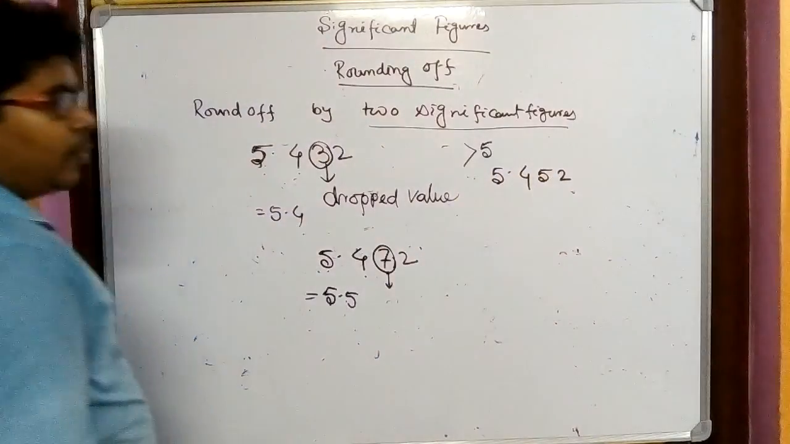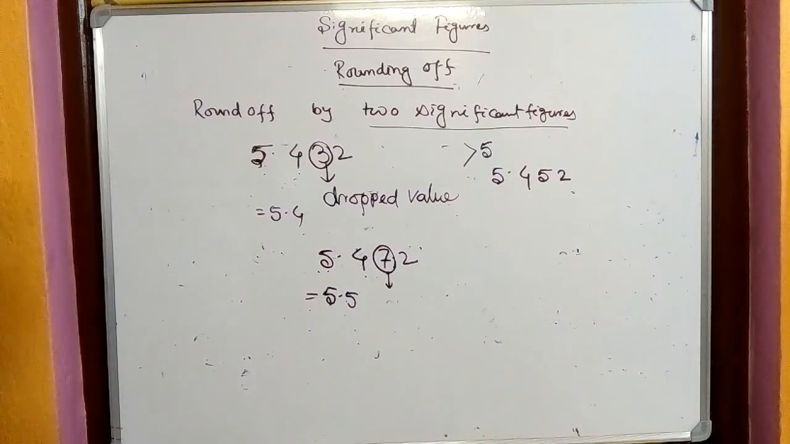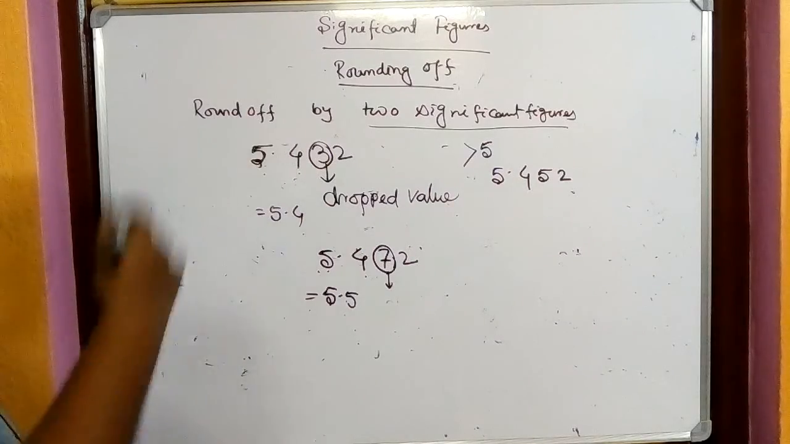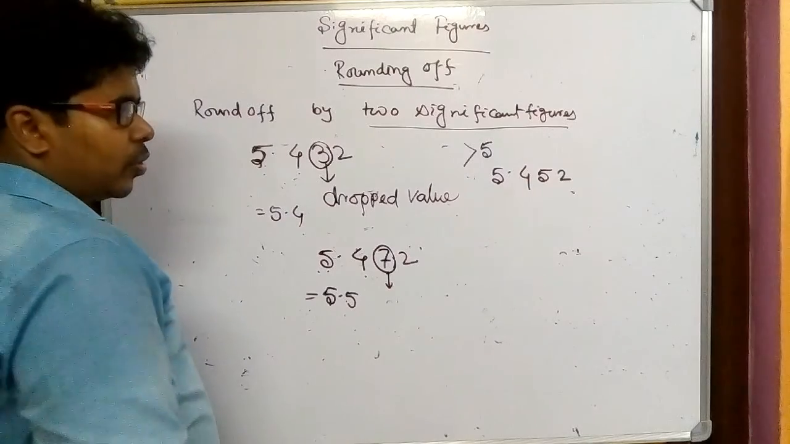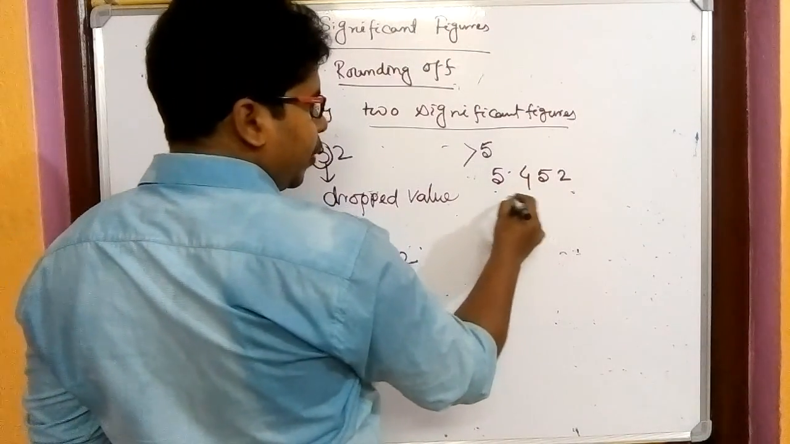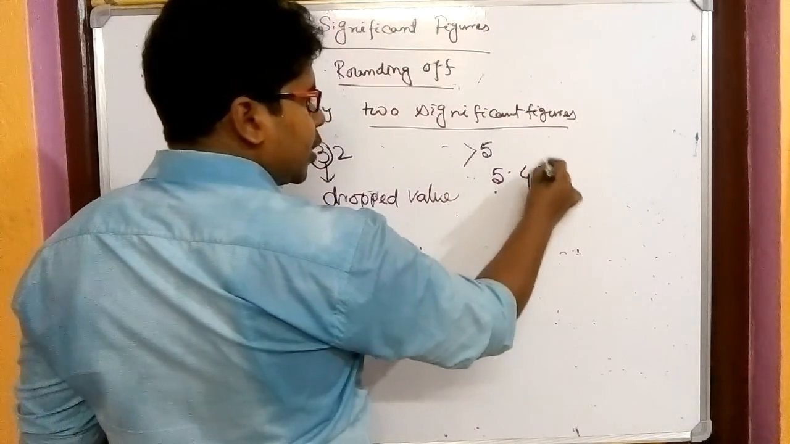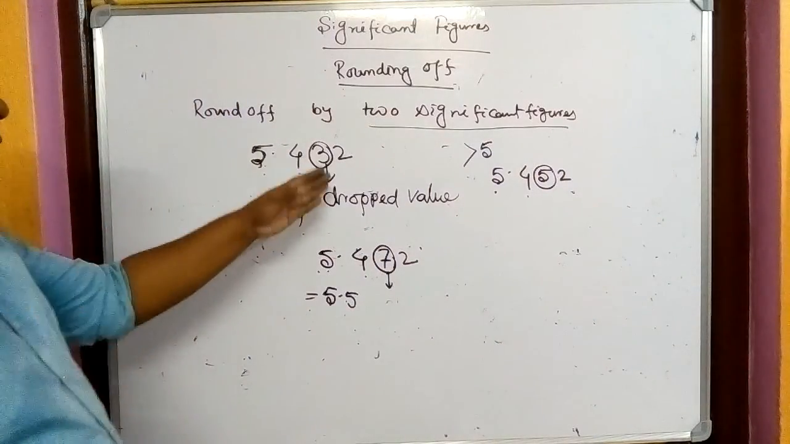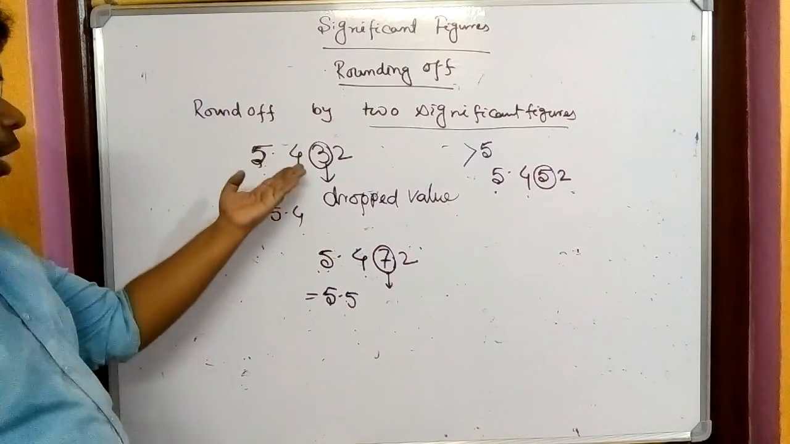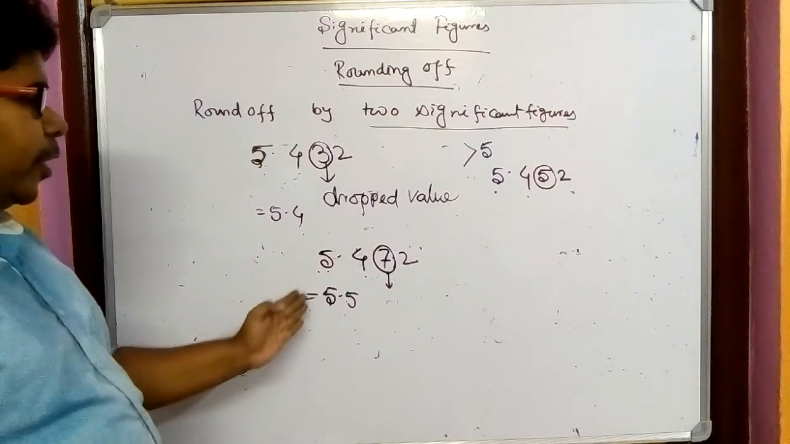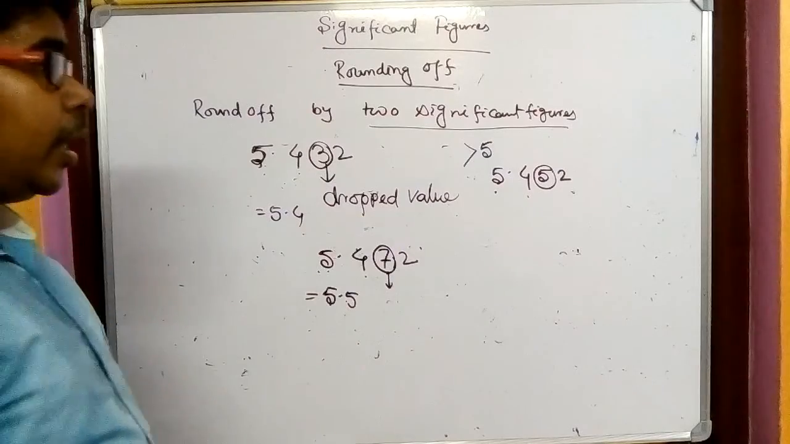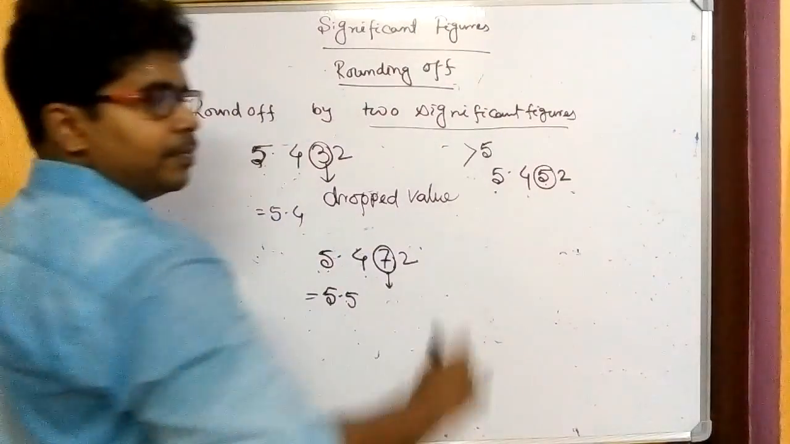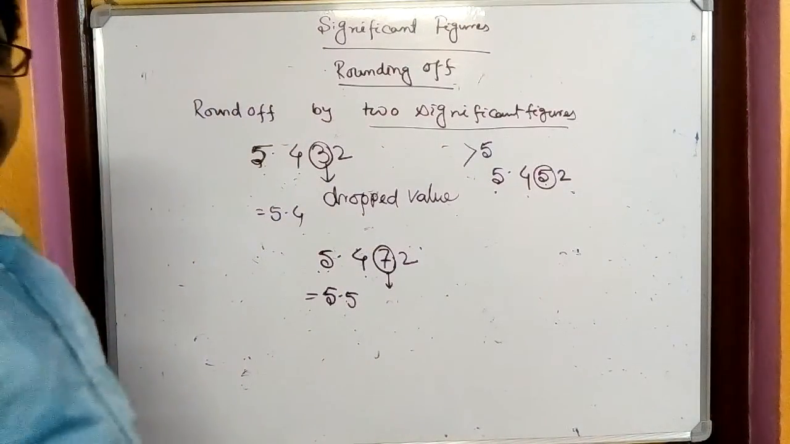5.452. Then up to two significant figures, what will be the rounding off value? So here the two significant figures is 5.4. This 5 is dropped value. So if it is less than 5, no problem, that should be as it is. If it is greater than 5, so it will be increased by 1. But if it is 5, then what will be the rounding off value?